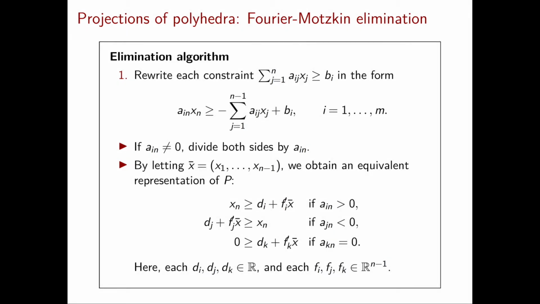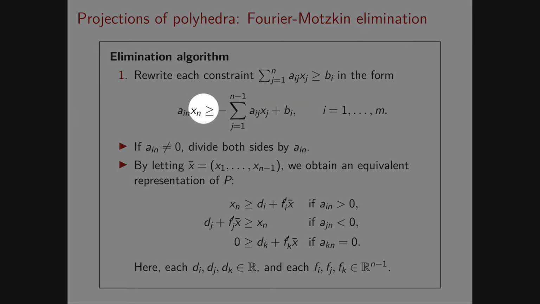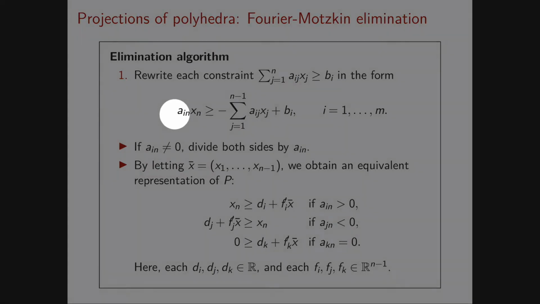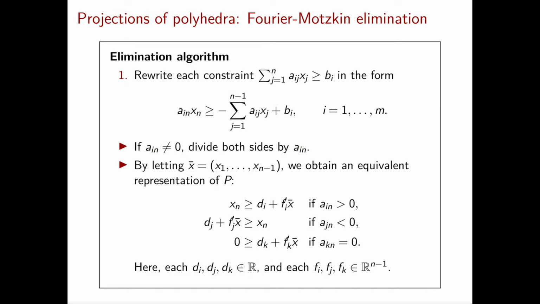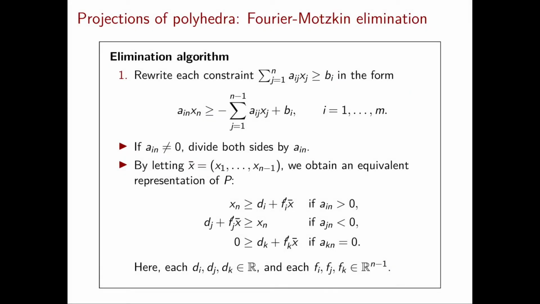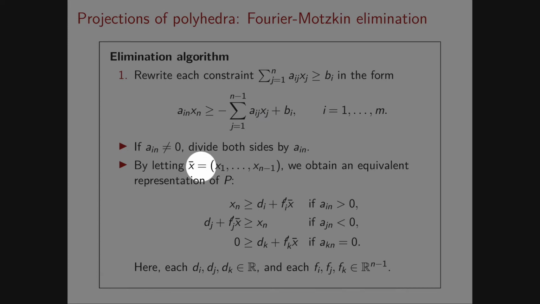In the remaining cases where a_in is different from 0, we divide both sides of the inequality by a_in. Now, if a_in is positive, we will have an inequality of the form x_n greater than or equal to the remaining part of the inequality. On the other hand, if a_in is negative, then when we divide both sides by a_in, the sign of the inequality flips and we obtain an inequality of the form x_n less than or equal to the remaining part of the inequality. Now we can rewrite all these m inequalities in a compact way by letting x bar be the vector of variables x_1 to x_(n-1).